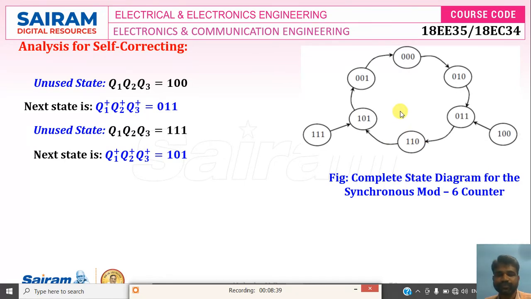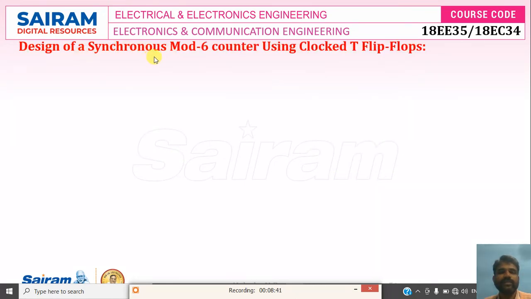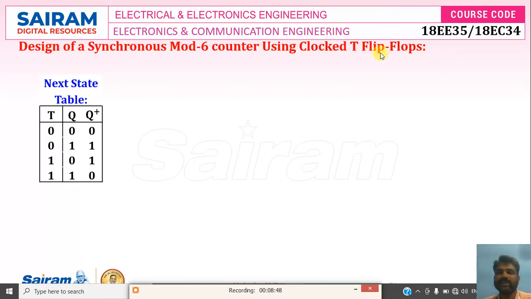Clear now? Now we'll see design of counter using clocked T flip-flops. Similar procedure, first obtain application table of T flip-flop. For that, next state table. See here T and Q, since two variable, 4 possible combinations, and this is next state. See, in the first two combination, T is 0. When T is 0, next state is same as present state. So here next state is same as present state.